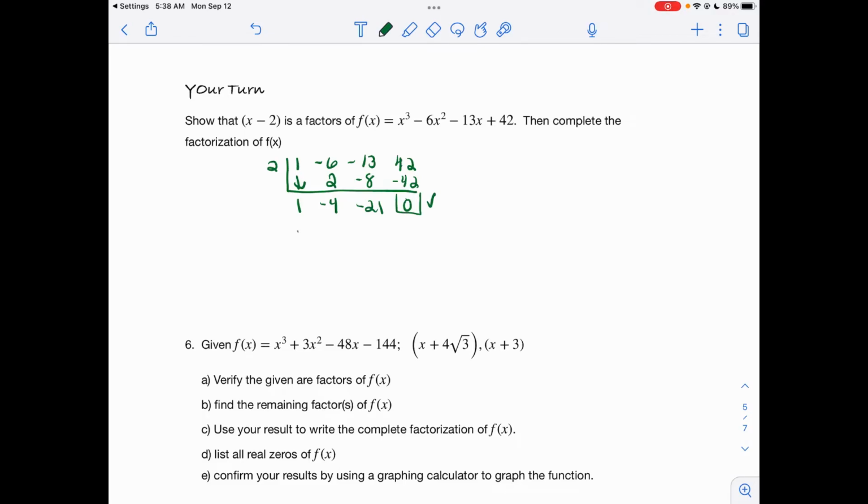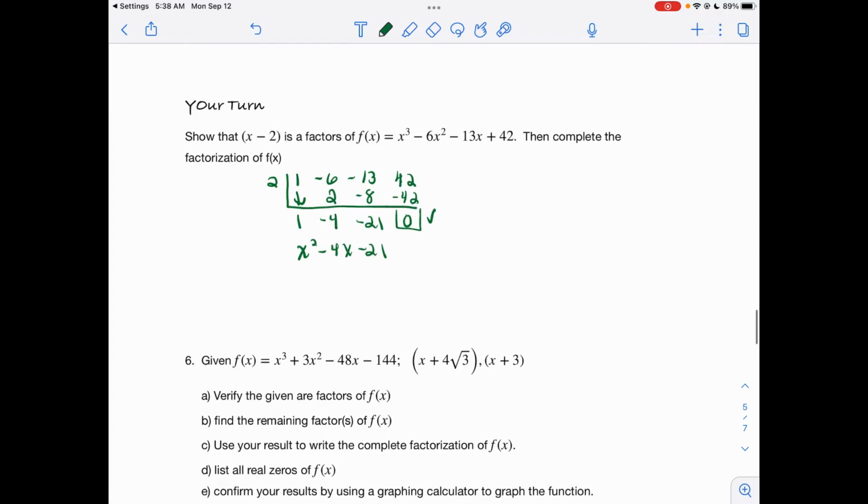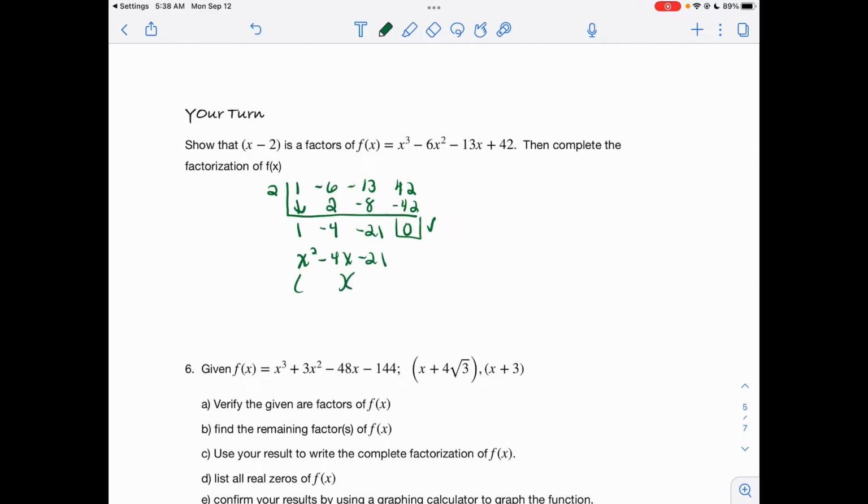Now, this is the polynomial x squared minus 4x minus 21. And so that's a quadratic. It will factor. It actually factors to x minus 7 and x plus 3. So I can say the complete factorization of f of x is x minus 2 times x minus 7 times x plus 3.